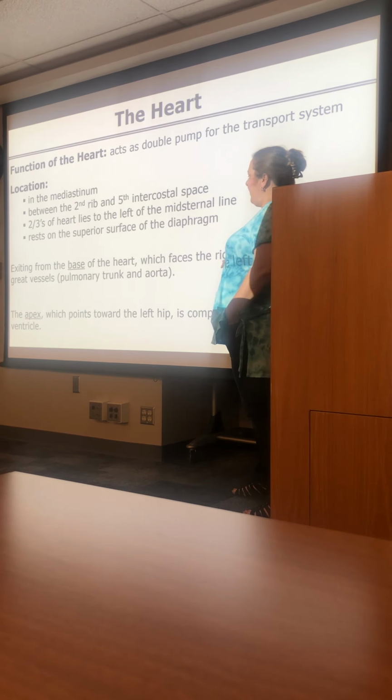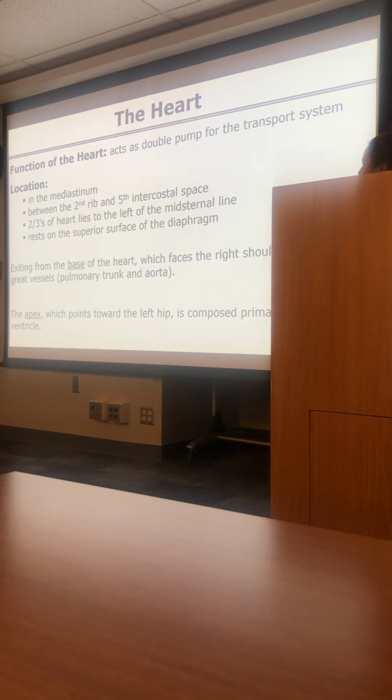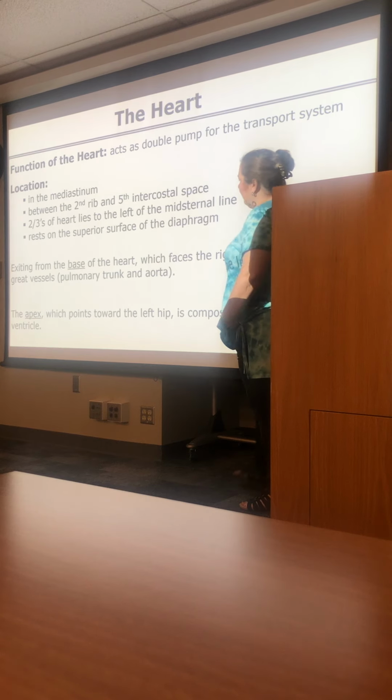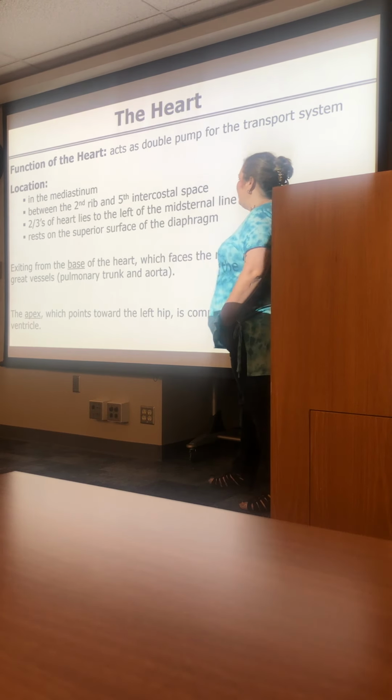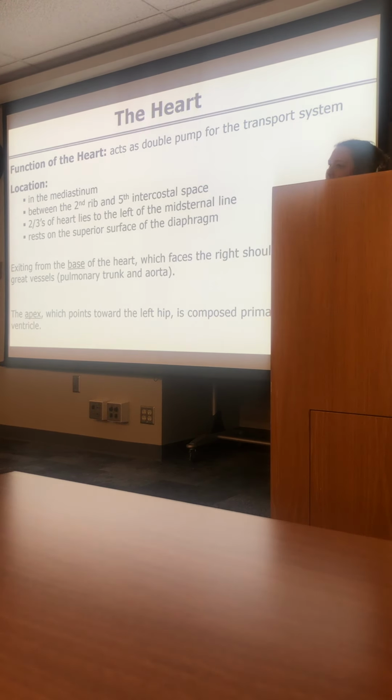When we look at the heart, we're going to have a base associated with it, and we have an apex associated with it. The base is the broad portion, and exiting from the base of the heart, we're going to see the great vessels, pulmonary trunk and the aorta. So these are the great outflow vessels, and this base is going to face the right shoulder. The apex, which is the point associated with the heart, points towards the left hip and is composed primarily of the left ventricle.